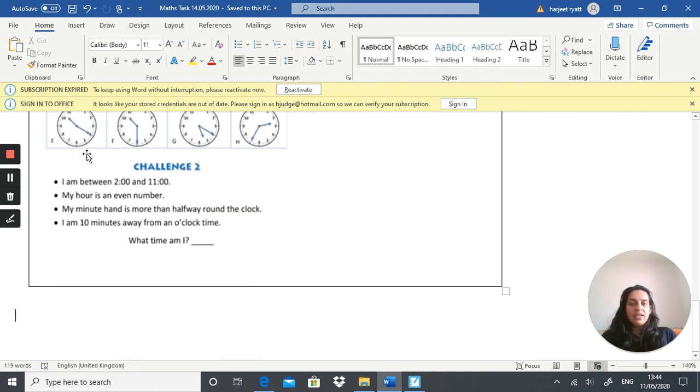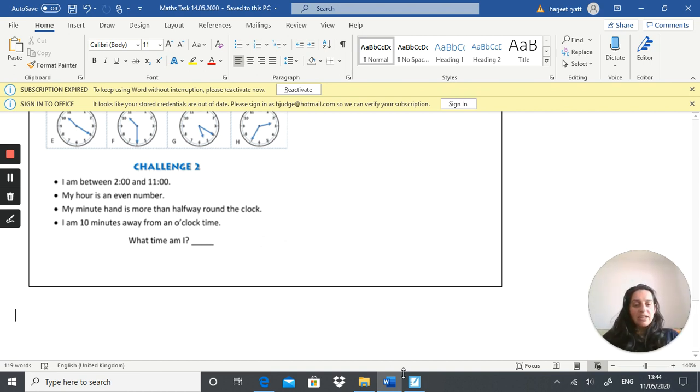And challenge 2 is I am between 2 and 11. My hour is an even number. My minute hand is more than halfway around the clock. I am 10 minutes away from an o'clock time. What am I? Need to work out what time it is. That's quite fun and exciting.